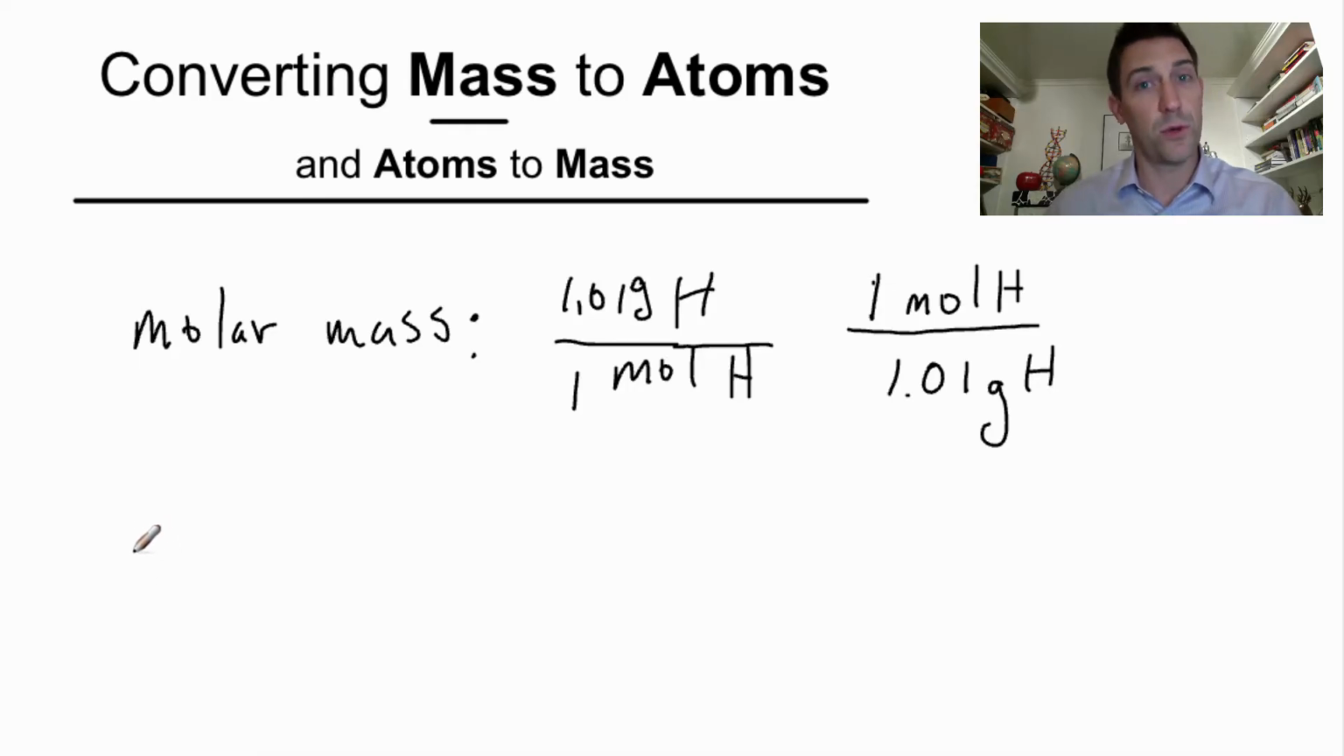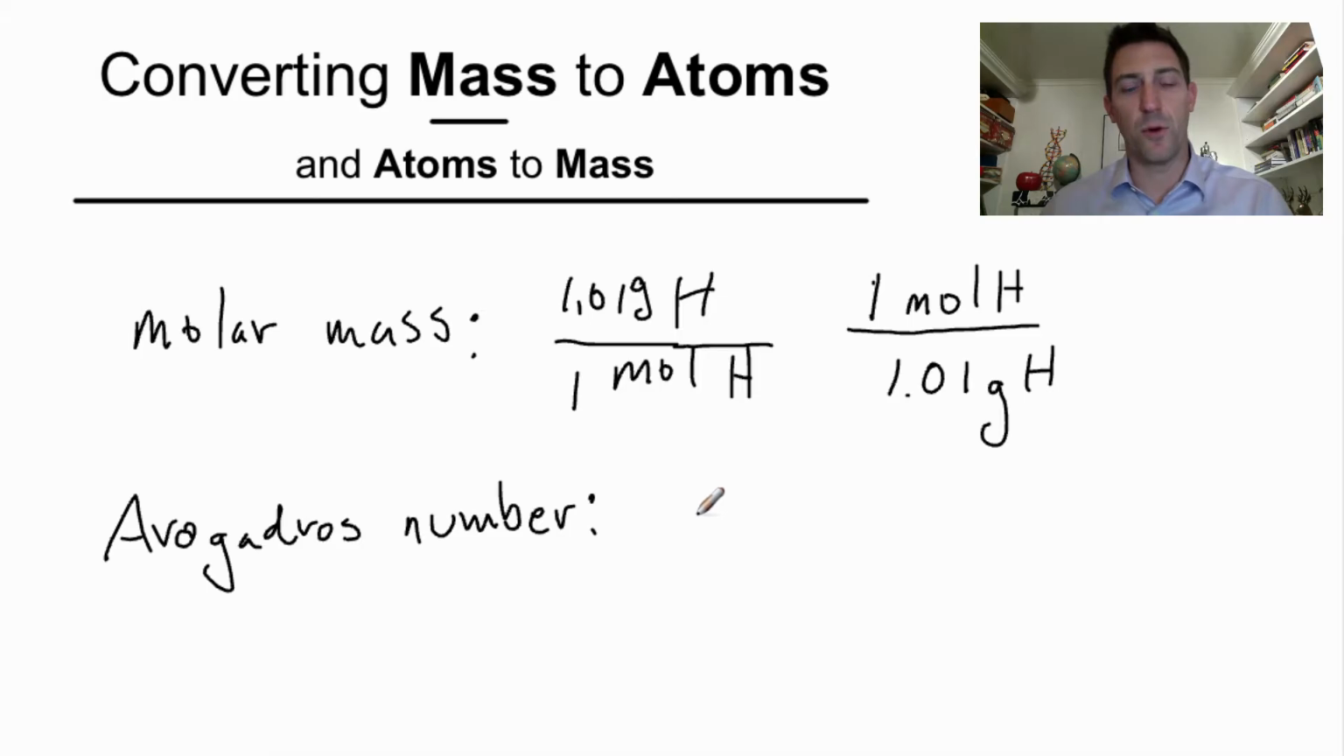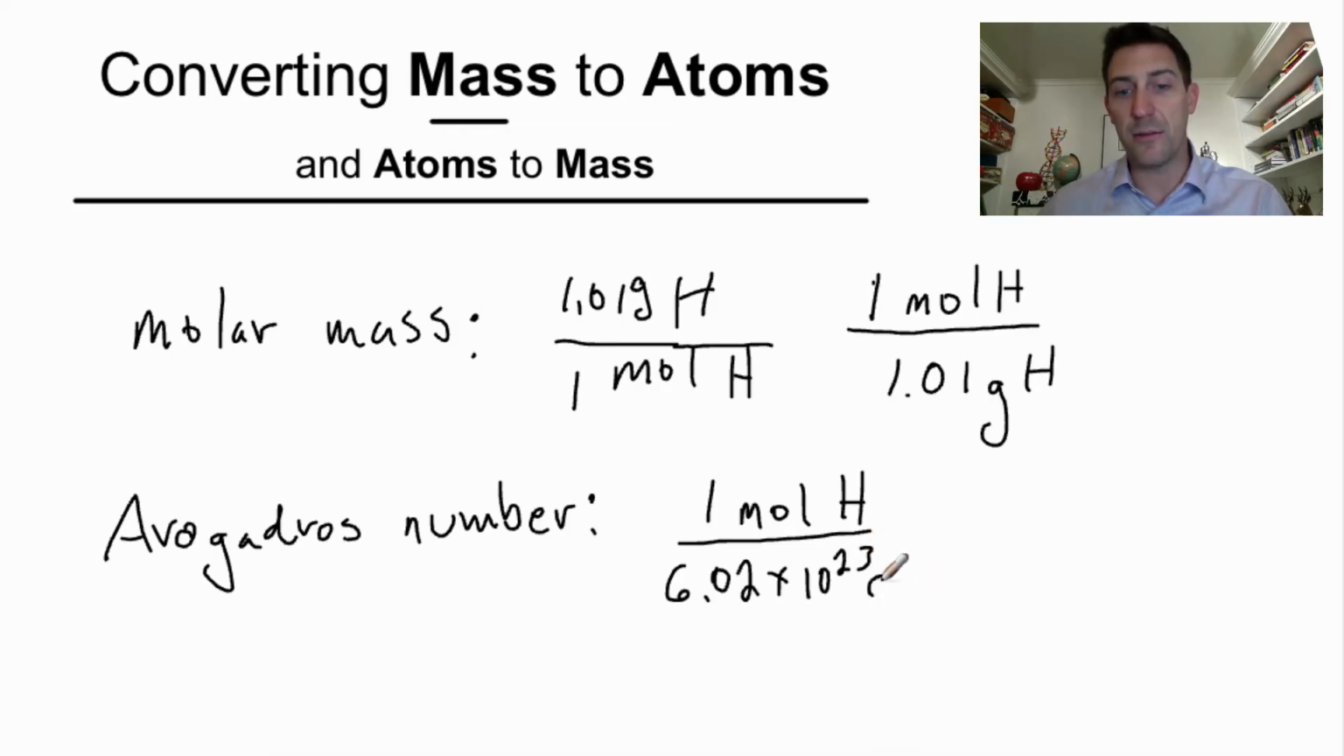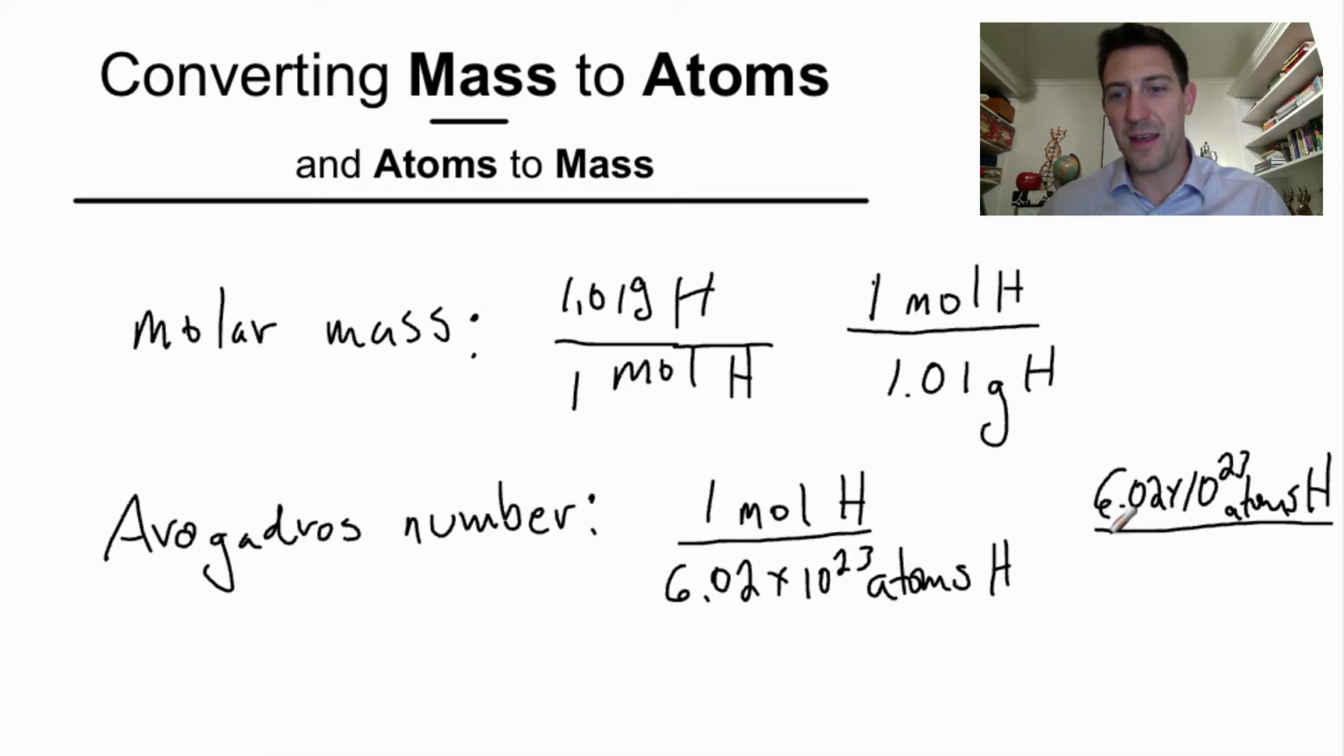The other one here, of course, when we're talking about the mole, is Avogadro's number, which is represented as a mole. So if we have 1 mole of hydrogen, we'll go right back to hydrogen, we have 6.02 times 10 to the 23rd atoms of hydrogen. And likewise, we have 6.02 times 10 to the 23rd atoms of hydrogen in 1 mole of hydrogen. So you're going to see these conversion factors all the way through here.